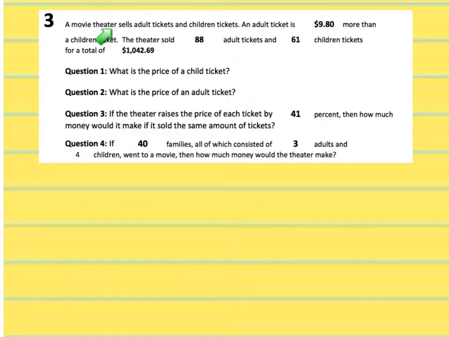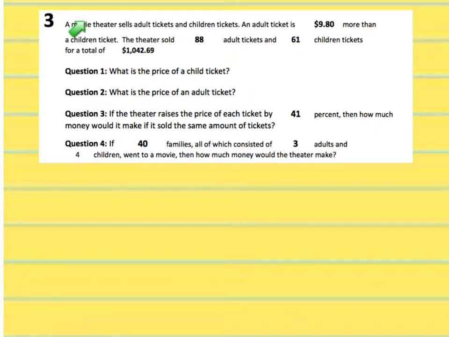A movie theater sells adult tickets and children tickets. An adult ticket is $9.80 more than a children ticket. The theater sold 88 adult tickets and 61 children tickets for a total of $1,042.69. So from the information you have in the word problem, you must answer these 4 questions. Notice that number 1 and number 2 are the price of each ticket.